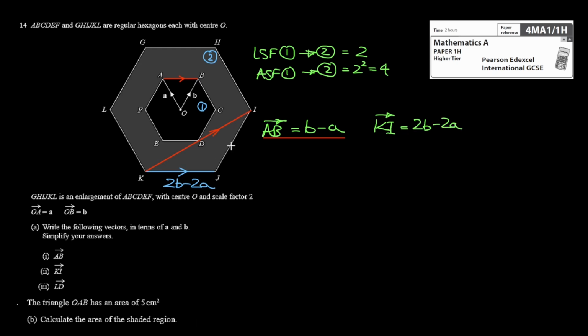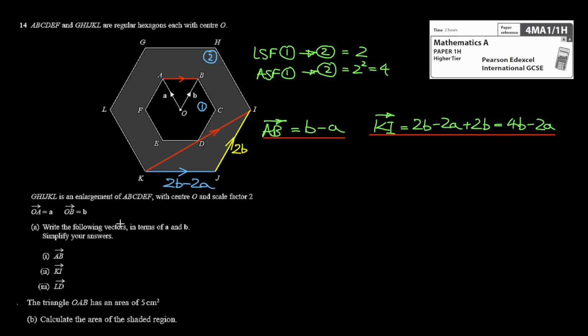Now we've got to consider the vector JI. Well, the vector JI is clearly parallel with vector B, and it is in fact vector B multiplied by the scale factor. So this vector turns out to be 2b. So I'm going to have to add 2b to our result so far. So this is equal to 4b minus 2a. And there's the next result.